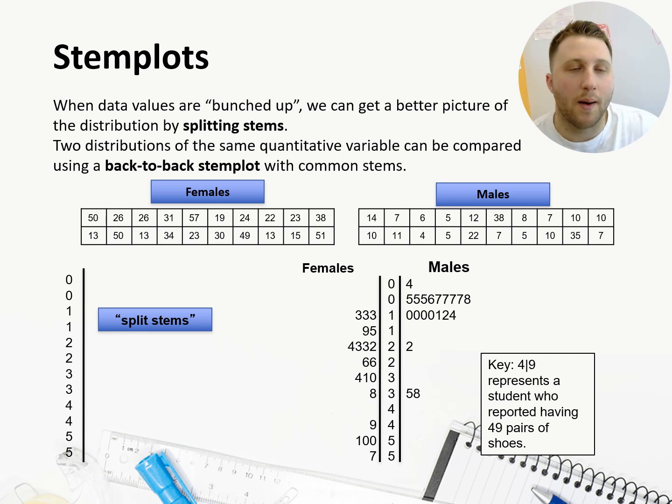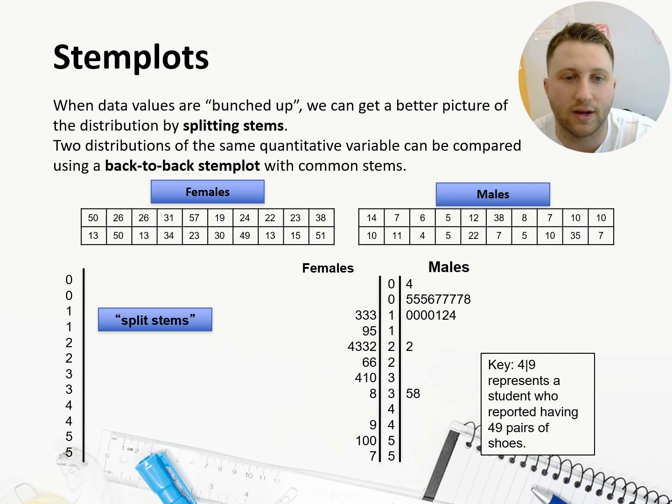There are different techniques that we can use in order to get better views of the data when looking at stem plots. So one of them is to make a back-to-back stem plot. Okay, so that's where you're looking at a categorical split for some quantitative data. So in this case, we're looking at the number of pairs of shoes owned. That's quantitative. We know that that's discrete quantitative. But now we want to look at it by some categorical variable like gender. And so a back-to-back stem plot makes that possible.